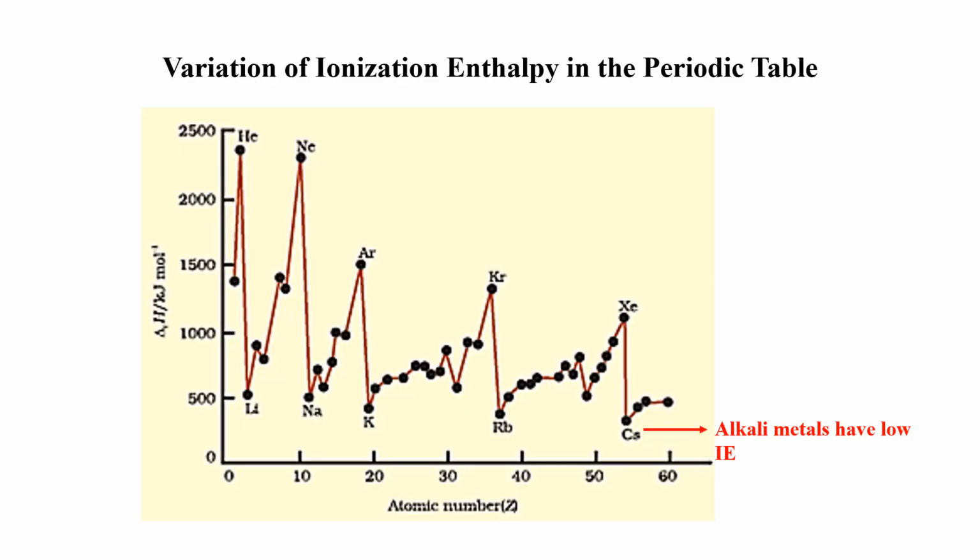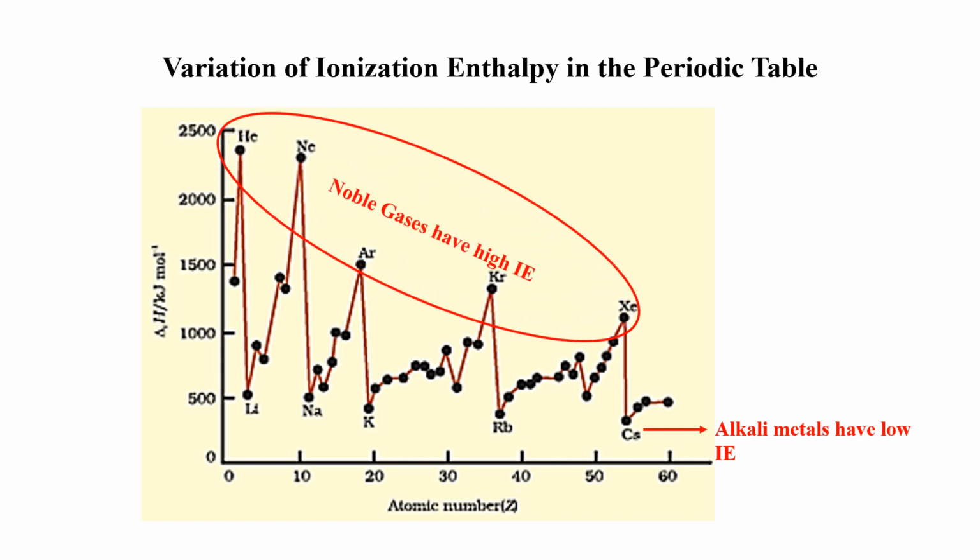Variation of ionization enthalpy in the periodic table. Students, look at the graph showing the first ionization enthalpies of elements having atomic number up to 60. You would find that noble gases with completely filled stable electronic configuration are located at the maxima, right? That is, noble gases with stable ns2-np6 electronic configuration have highest ionization enthalpies.